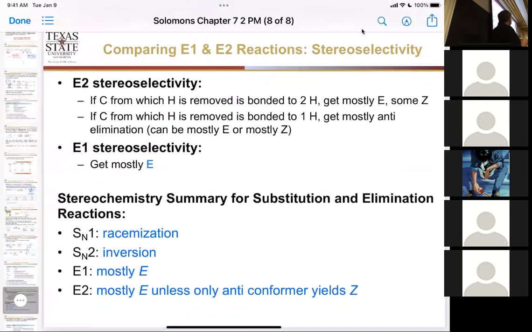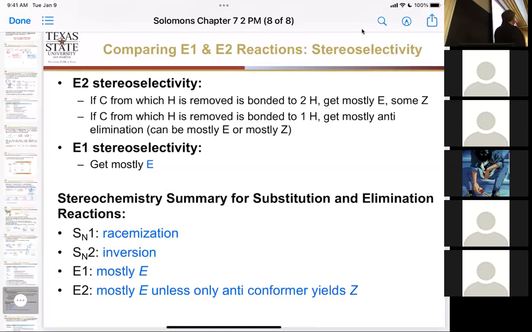E2, if the carbon from which the hydrogen is removed is bonded to two hydrogens, meaning you have two choices, you have the ability to have the groups on the same side or on opposite sides because you have two hydrogens. You are going to get mostly E, but some Z. Mostly opposite, but some on the same side, because there is a second hydrogen where you can get that anti-periplanar alignment, okay? But if there's only one, you're gonna get whatever you got, okay? If there's only one, you've gotta move that hydrogen to be anti-periplanar with your group, and whether the two groups are on the same side or on opposite sides, it doesn't matter. It's wherever you had to rotate it to get that anti-periplanar, meaning you're gonna get mostly E for that isomer or mostly Z for that isomer, okay?